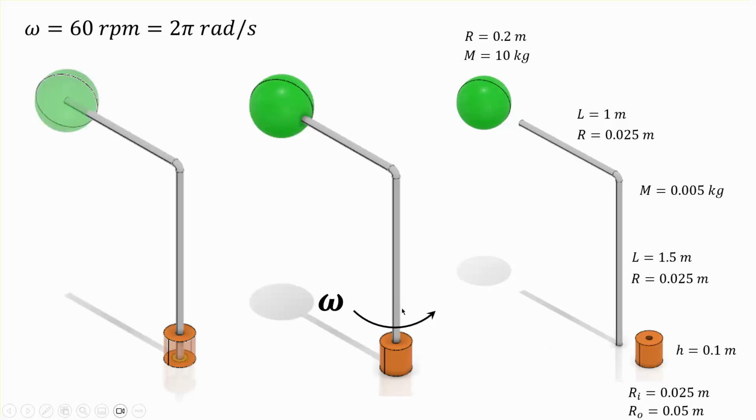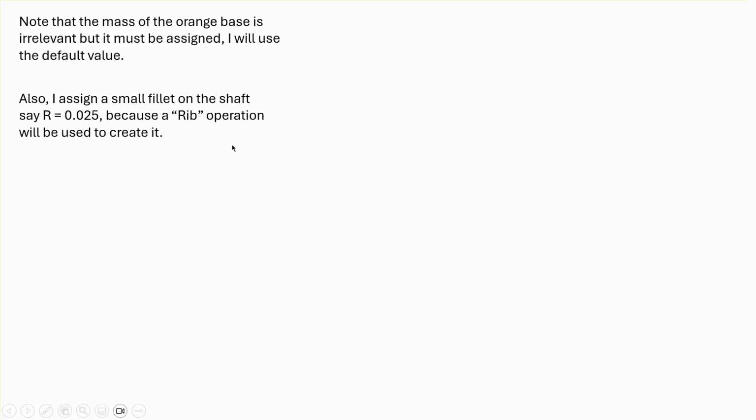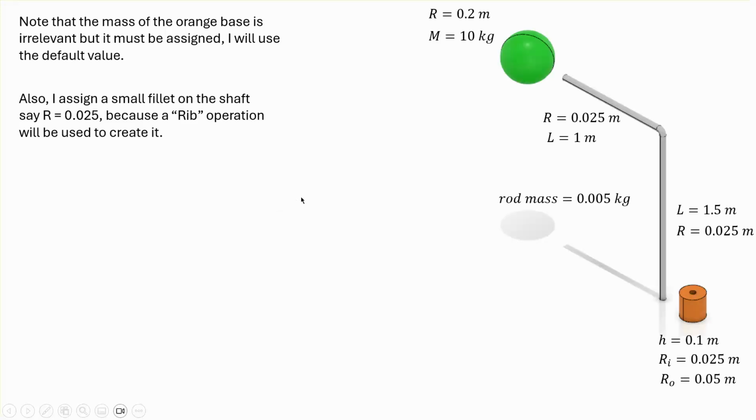Just to show you how these are connected together, here is my revolute, as you can see, between the gray shaft and the orange. And here is the rigid joint between the shaft or the rod and the ball. Okay. Now, as I indicated, the orange base is actually stationary, so its dimensions are irrelevant and its mass is irrelevant. However, something has to be assigned. Also, for that gray rod, I have a small fillet radius up there at the corner because I want to minimize my work and create that gray rod by doing a rib operation, and you need some kind of radius up there to make it work. Okay.